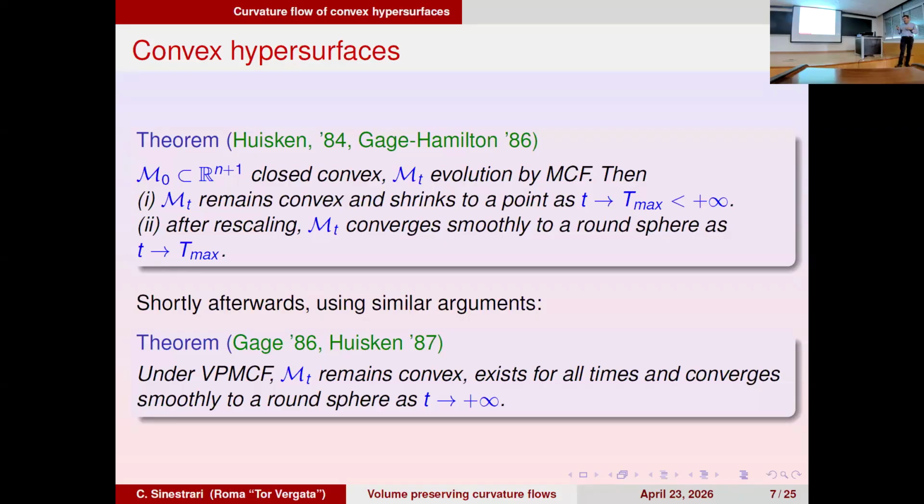And in that case, it was essential to use the volume preserving flow because we couldn't shrink to a point and rescale to construct a CMC surface in a Riemannian ambient space. But what I will show is that in more recent times, there have been cases, when you pass to more general speeds, at least some of them, where volume preserving is behaving better.